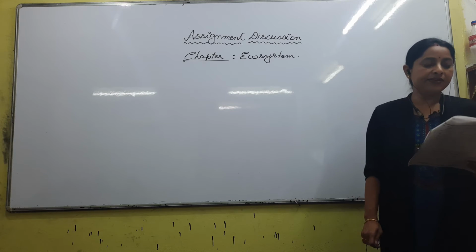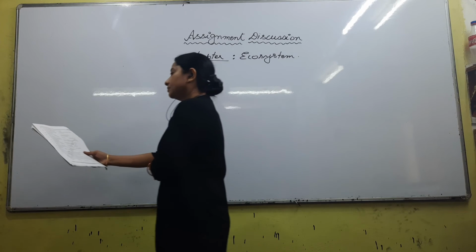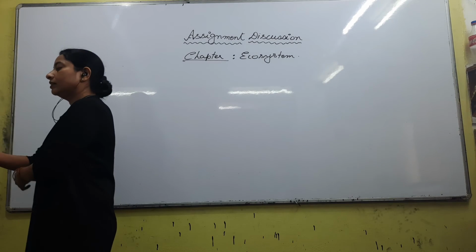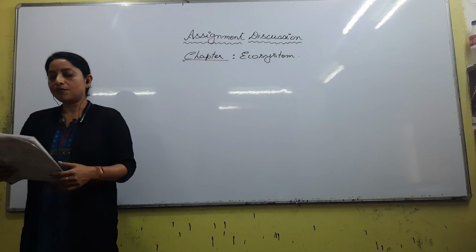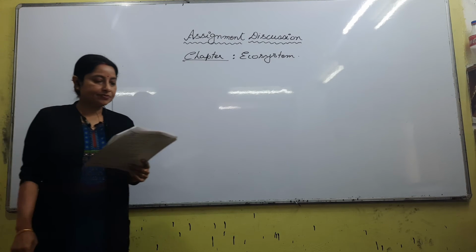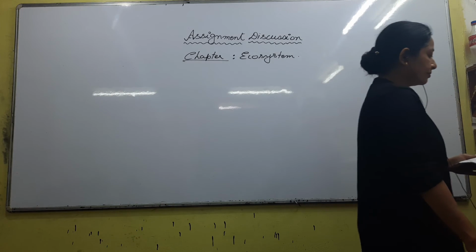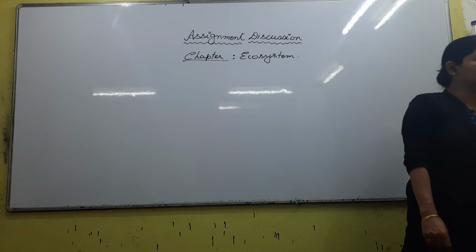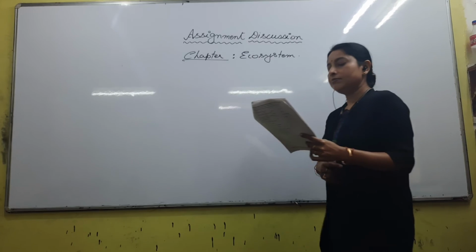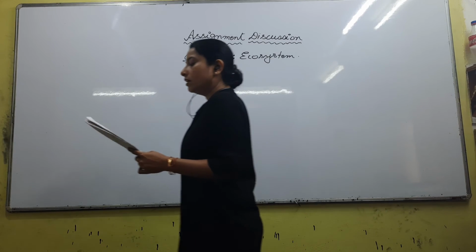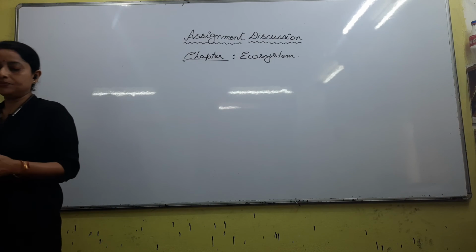Next, 125. Maximum area in India is tropical deciduous. 126. Producers. 127. What is a biome? Sum of all the ecosystems in a geographical area is called a biome.